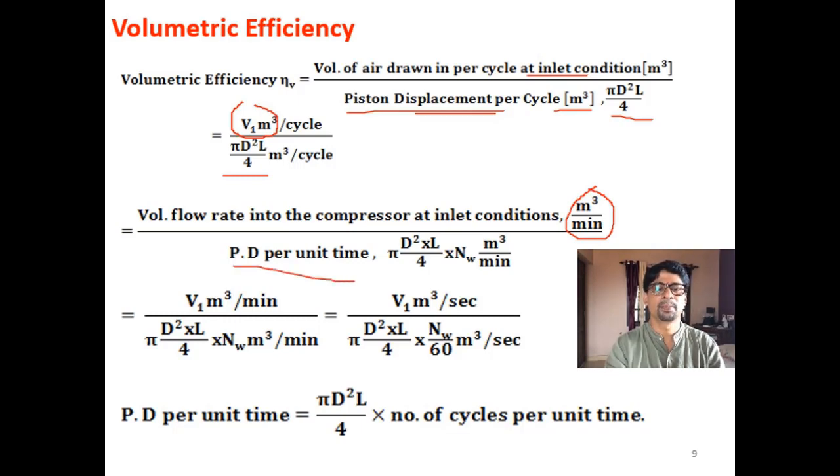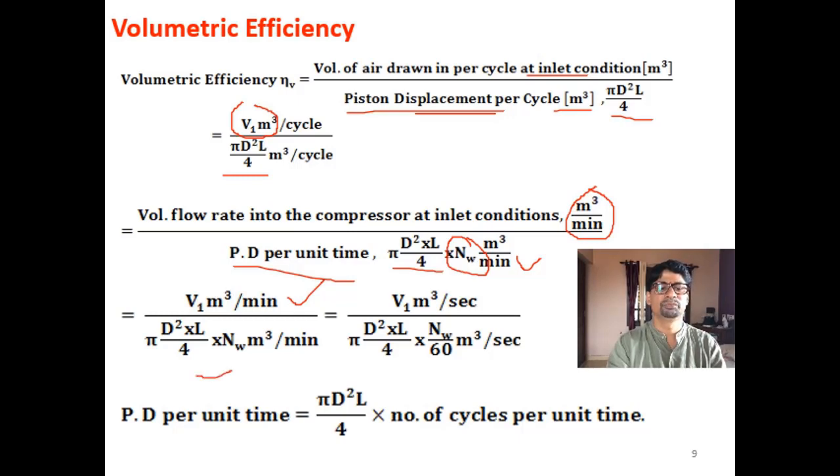So then what you will do is the piston displacement, which is pi d square by 4 into L, which is meter cube per cycle, should be multiplied by the speed of the compressor, which is Nw, the working speed of the compressor, which is RPM. Okay, so it is revolutions per minute or cycles per minute. So cycle gets cancelled, so it becomes meter cube per minute instead of meter cube per cycle. So it becomes V1 meter cube per minute divided by pi d square by 4 into L into Nw meter cube per minute.